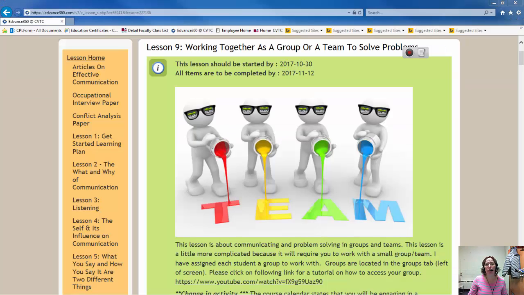Working in a small group or a team is no easy task. There are many moving parts. Lesson 9 is going to be exploring those different parts working in small groups and or teams. This lesson will probably be the most challenging lesson of the semester because you will be required to work in a small group to accomplish one particular assignment.